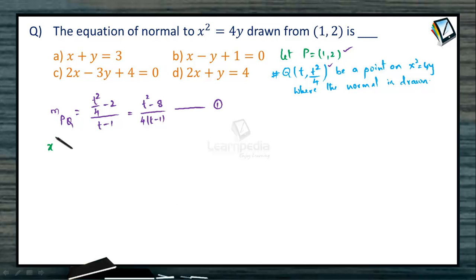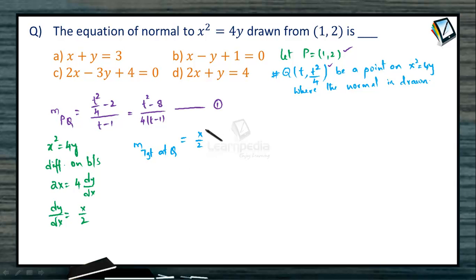Let's consider the given curve x squared equals 4y and differentiate it. 2x equals 4 times dy by dx, or shall we write dy by dx is x by 2. Once we have dy by dx of the curve in general, the slope of the tangent at Q on the curve is the value of x by 2 at the point Q, which is t squared by 4. Now this is nothing but t by 2. So the slope of the tangent is t by 2.